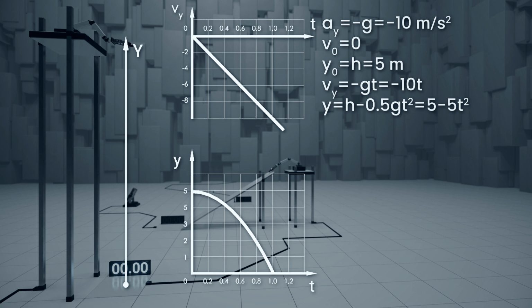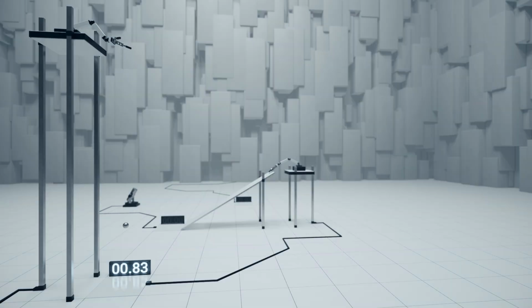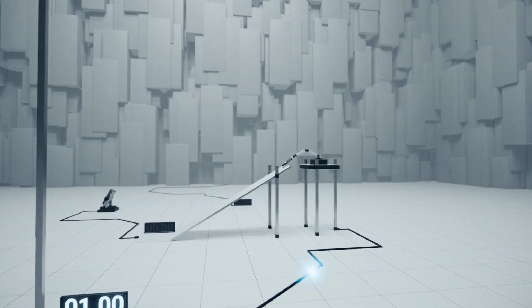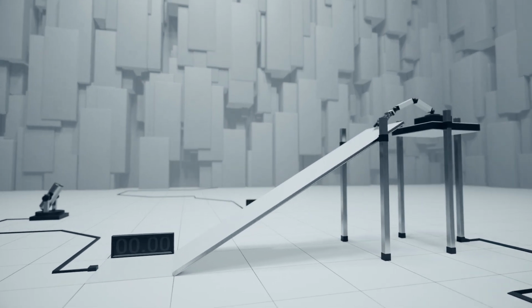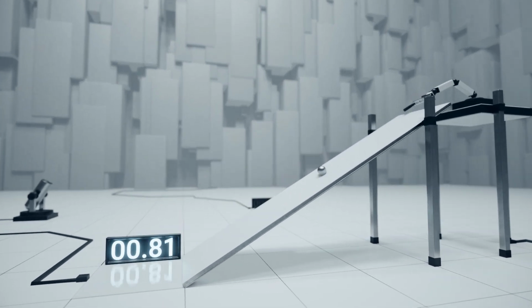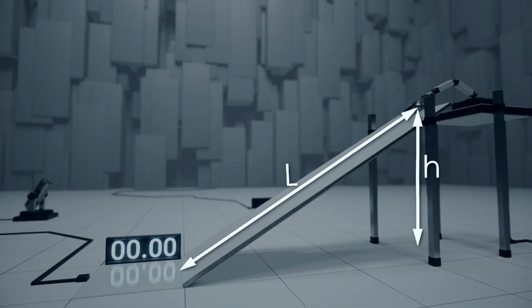Being able to write motion equations in any frame of reference is a crucial skill that will help you solve physics problems. The next example we will analyze is the motion of an object along an inclined plane. The ball is initially at a height of 2 meters. The length of the inclined plane is 4 meters.